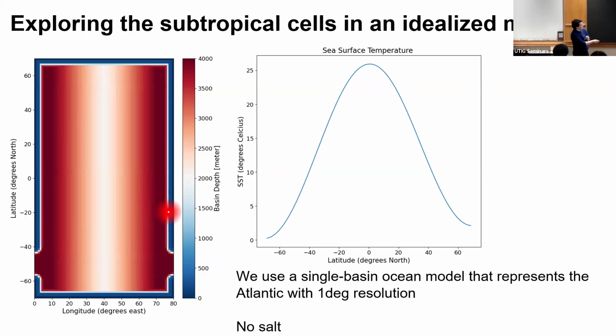And then we have sea surface temperature that looks like this. This is a sort of idealized version of sea surface temperature, to make our model do a semi-realistic overturning. And we also don't have any salt in this model. We wanted to keep it as simple as possible. We're really just asking questions about how the wind impacts the circulation near the equator, and how that impacts heat transport.